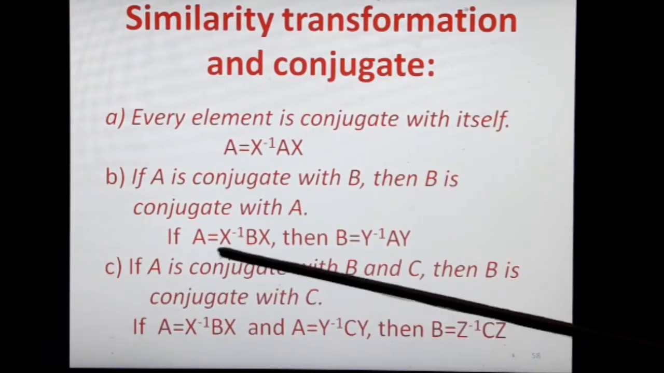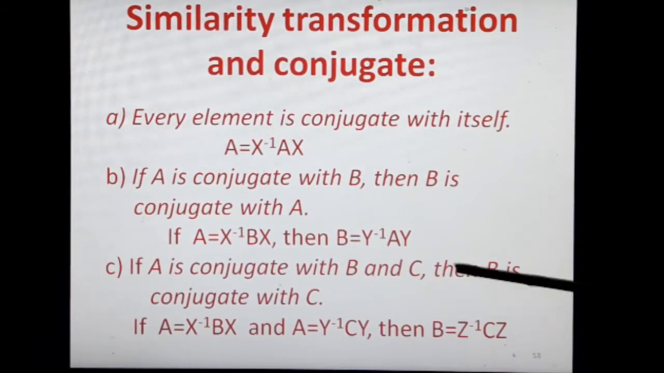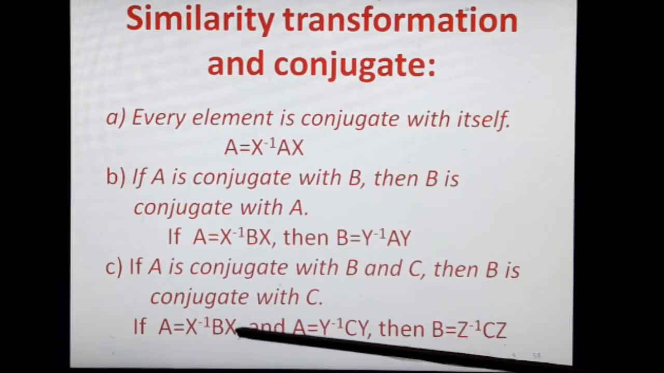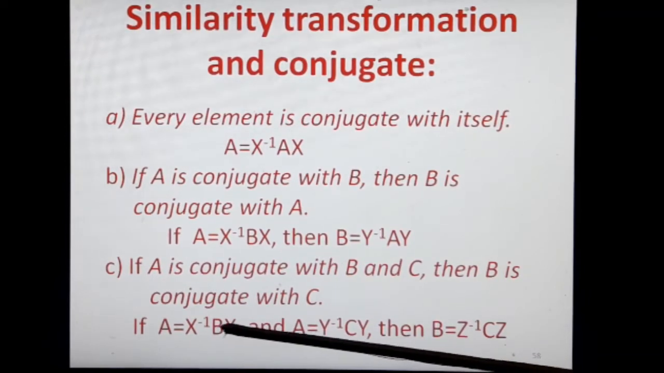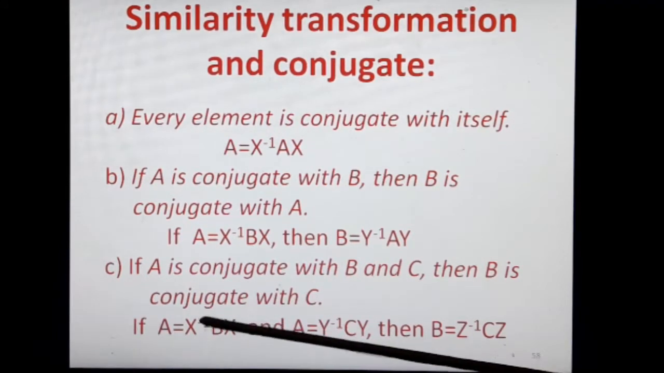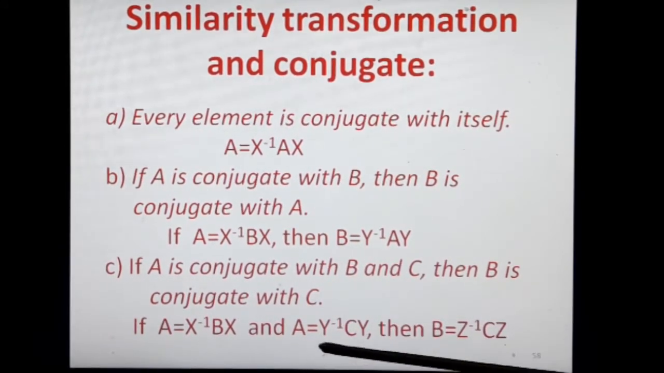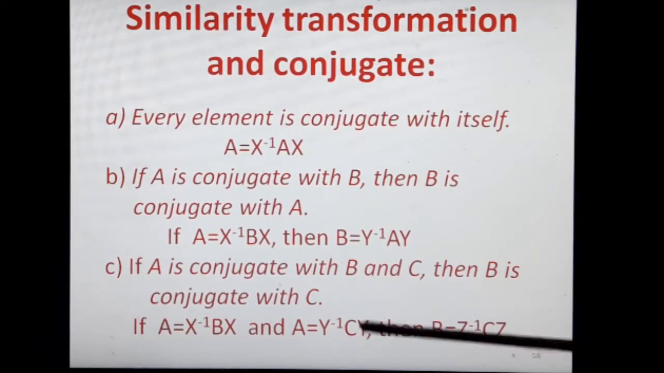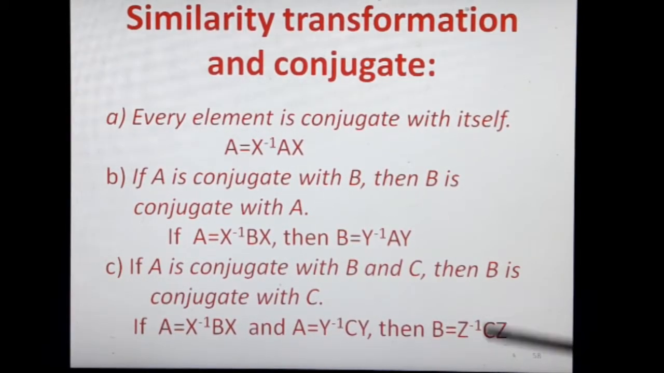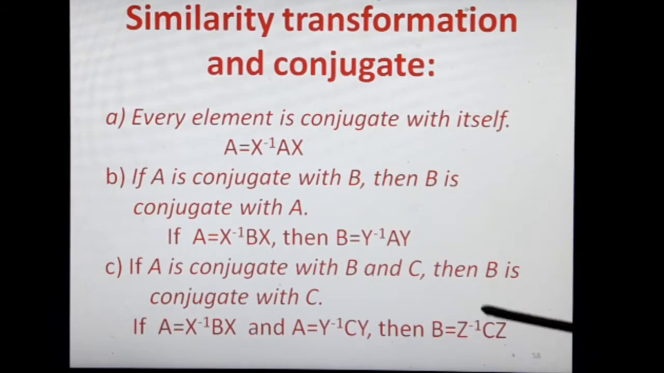Third property: if A is conjugate with B and C, then B is conjugate with C. If A is equal to X operation carried out with B, then the resultant operation is carried out with X inverse, and similarly A is equal to Y operation carried out with C, then the resultant is carried out with Y inverse. Then B is equal to Z operation C and Z inverse.